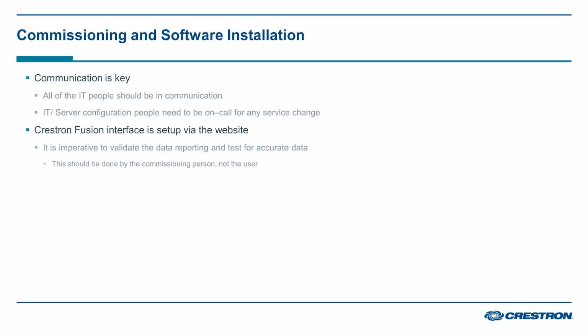Next is the actual server commissioning and software installation. Since all of the IT personnel were in communication with each other, this should be straightforward. Once the server is up and running, it's time to schedule the Crestron Fusion support group for the Crestron software installation. Note that all the IT/server configuration people should be on call for any changes that may be necessary. Please be sure to schedule the FSG support group ahead of time.